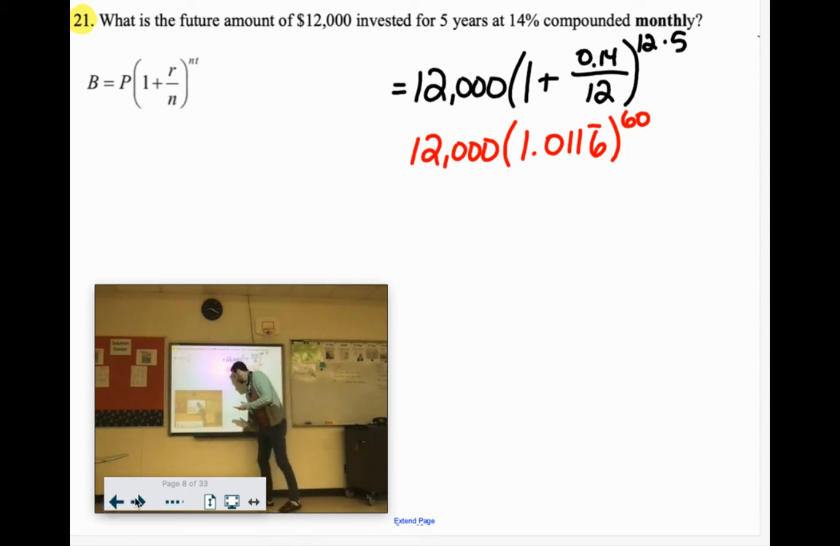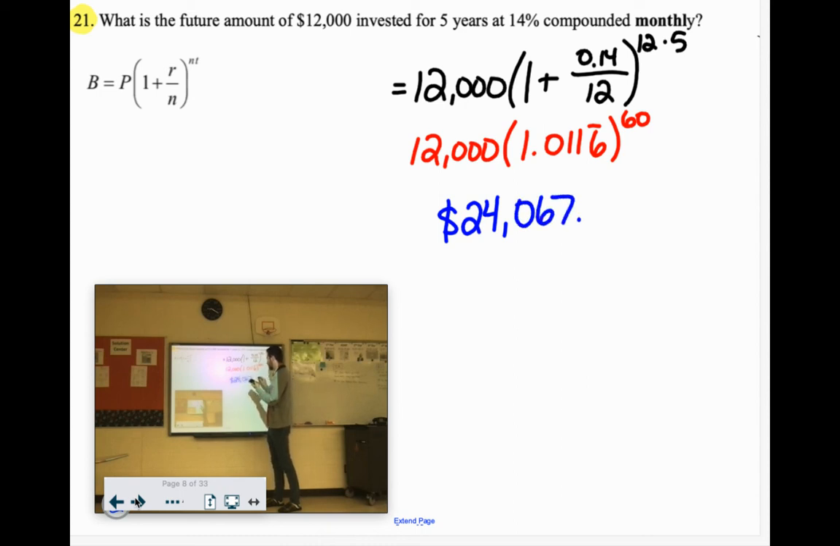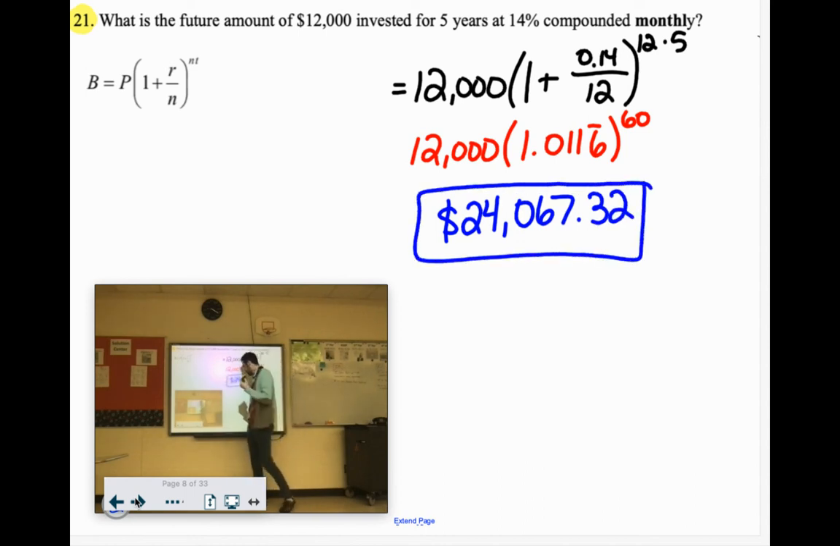Woo, wait! Way to go! This was 5 years, $24,067.32. That's awesome. Good for you. Now, if they said, well, how much did they make in interest then? Here's their final amount. How much did they put in initially? They put in 12 grand. So if you just subtracted the 12,000 that we put in, they made over $12,000 just in compound interest. That's awesome. So there we go.